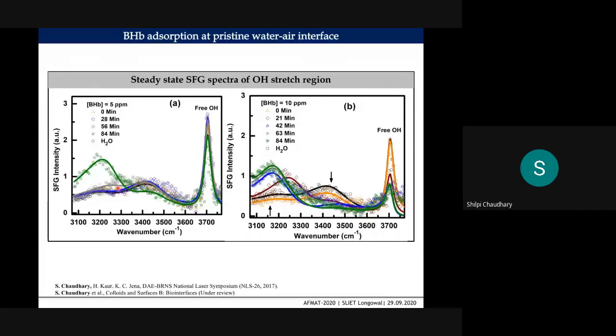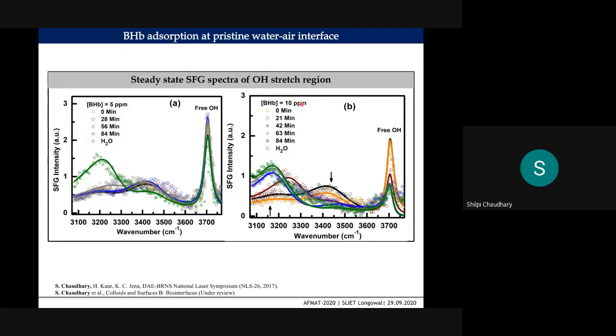All right, at low protein bulk concentration, it takes time to reach equilibrium. So you see that after 84 minutes, I am not showing the spectrum here, the spectrum does not change anymore. In the steady state measurements here, for both concentrations, you can clearly see the time difference. After half an hour, for 5 ppm, there was not much difference. At 56 minutes, we started to see some kind of change in the OH spectrum. But at 84 minutes, we saw the spectrum really changed.